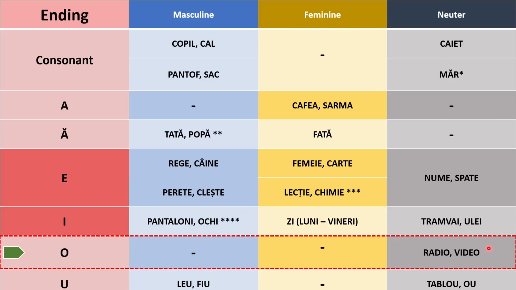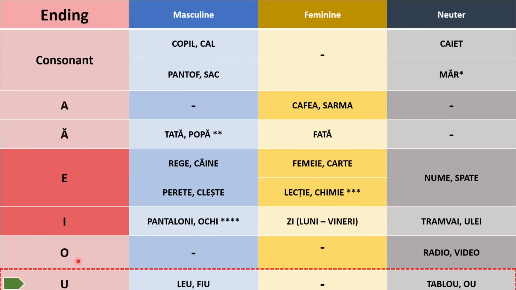Now going to O, there's only neuter ones ending in O, so this is arguably the easiest, maybe together with the A. And finally, the ones ending in U, as you might know, leu or fiu, yeah, so animals or people or names attributed to different categories of people, as long as they are alive, right? They are masculine. And the only other option ending in U is neuter: tableau, and ou. Ou is egg, tableau is painting. So they are considered things.